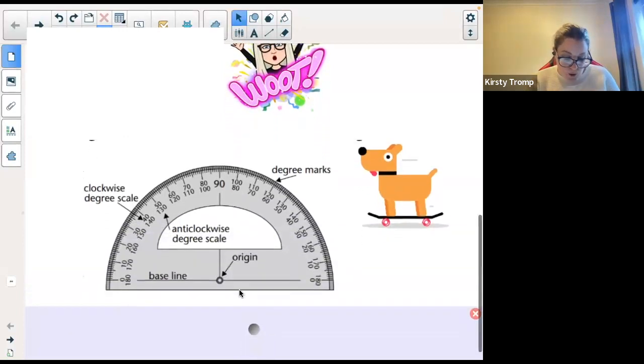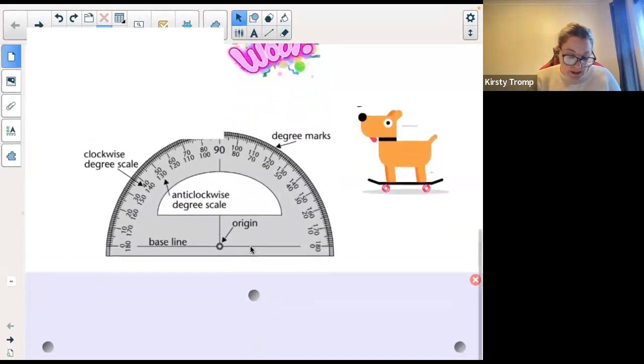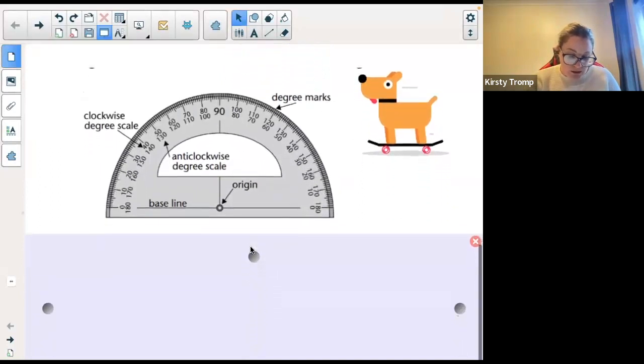Somebody can tell me, what do we call this mathematical tool? Inside our chat, please. What is this mathematical tool called? Guys, you can tell me in the chat. A protractor. Well done, everybody.